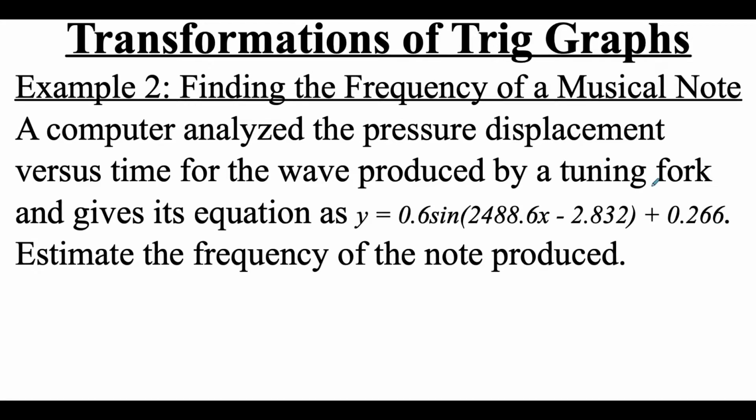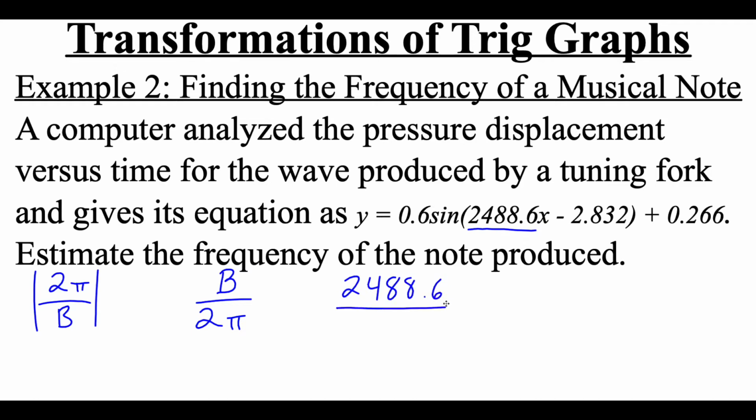Frequency is directly related to the period of your function. For the period, we know that we take 2 pi and divide it by the b value, and then take the absolute value of that. That's how we find the period. The frequency is the reciprocal of that, so it's the b value divided by 2 pi. So in this case, as we're looking at our function, the b value is 2488.6, and we're supposed to divide that by 2 pi.